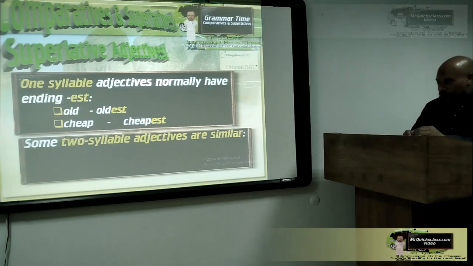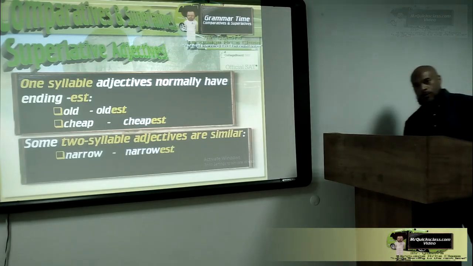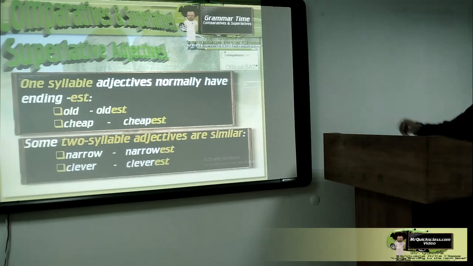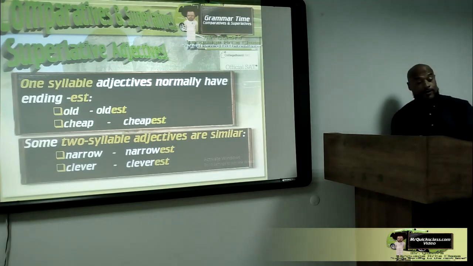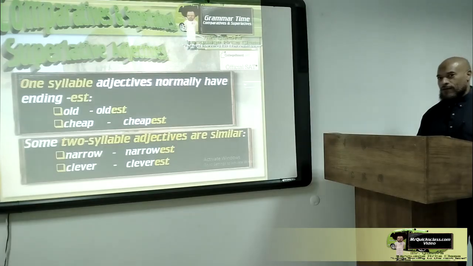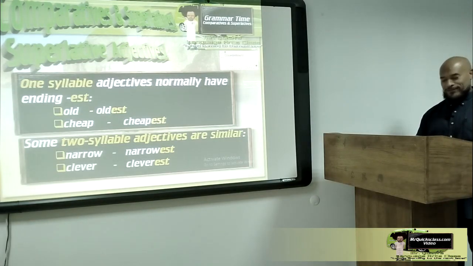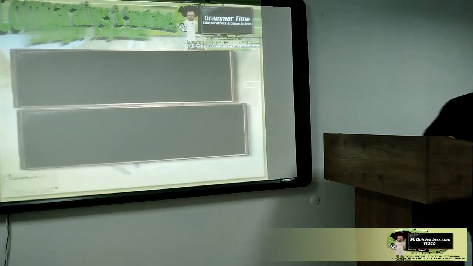Some 2-syllable adjectives are similar, such as narrow. We can't say more narrow. We have to say narrowest. And clever. Some folks don't know what that word means. And clever, yes, would not be more clever. It would be cleverest. And yes. All right. So, I think we get the point.